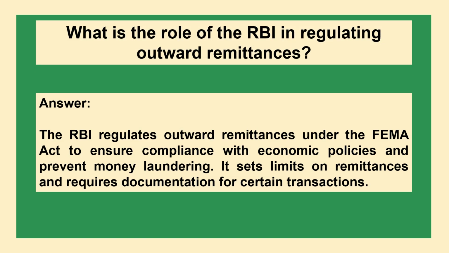What is the role of the RBI in regulating outward remittances? Answer. The RBI regulates outward remittances under the FEMA Act to ensure compliance with economic policies and prevent money laundering. It sets limits on remittances and requires documentation for certain transactions.